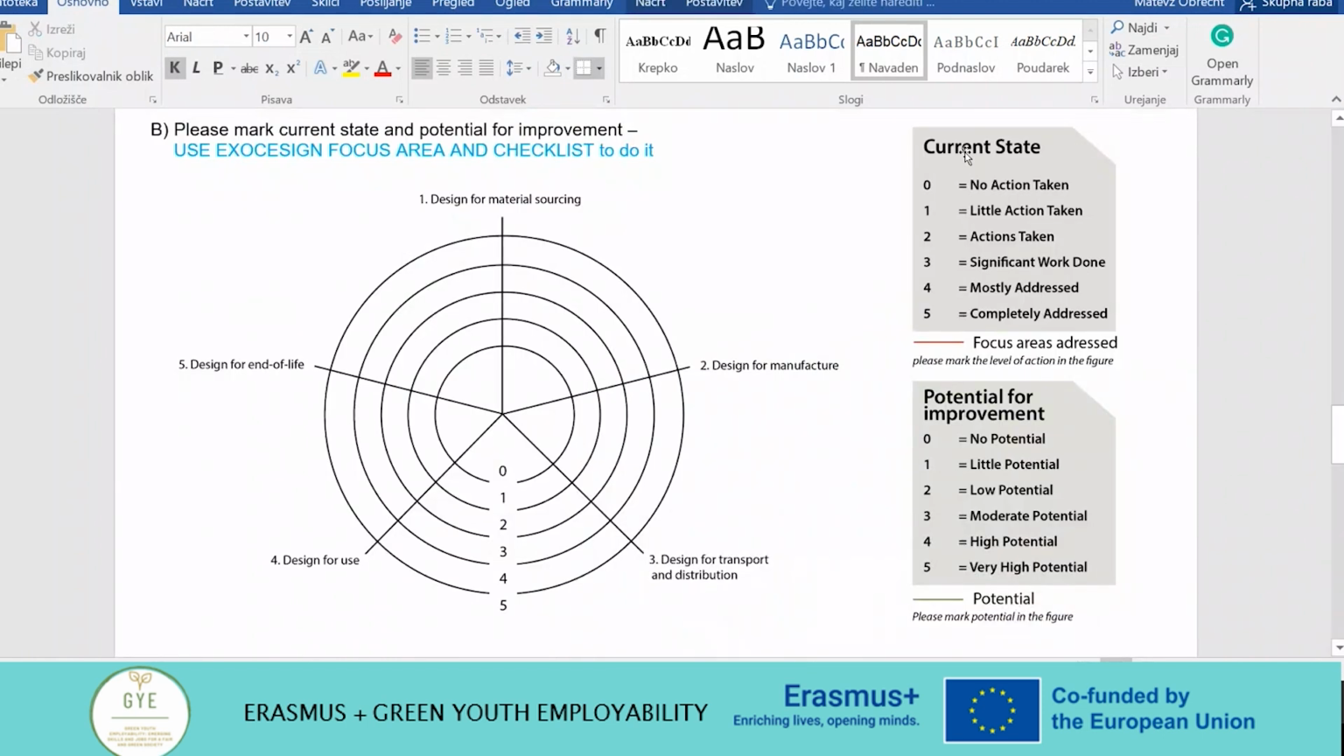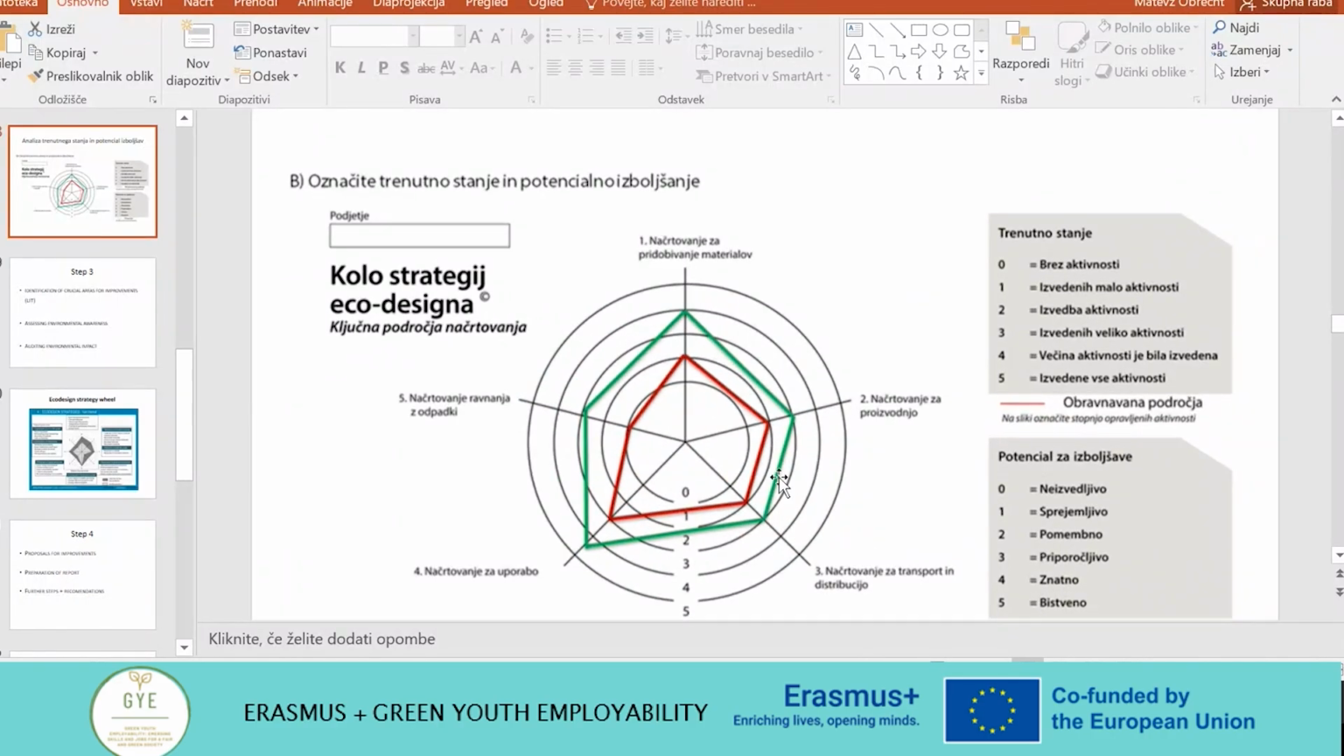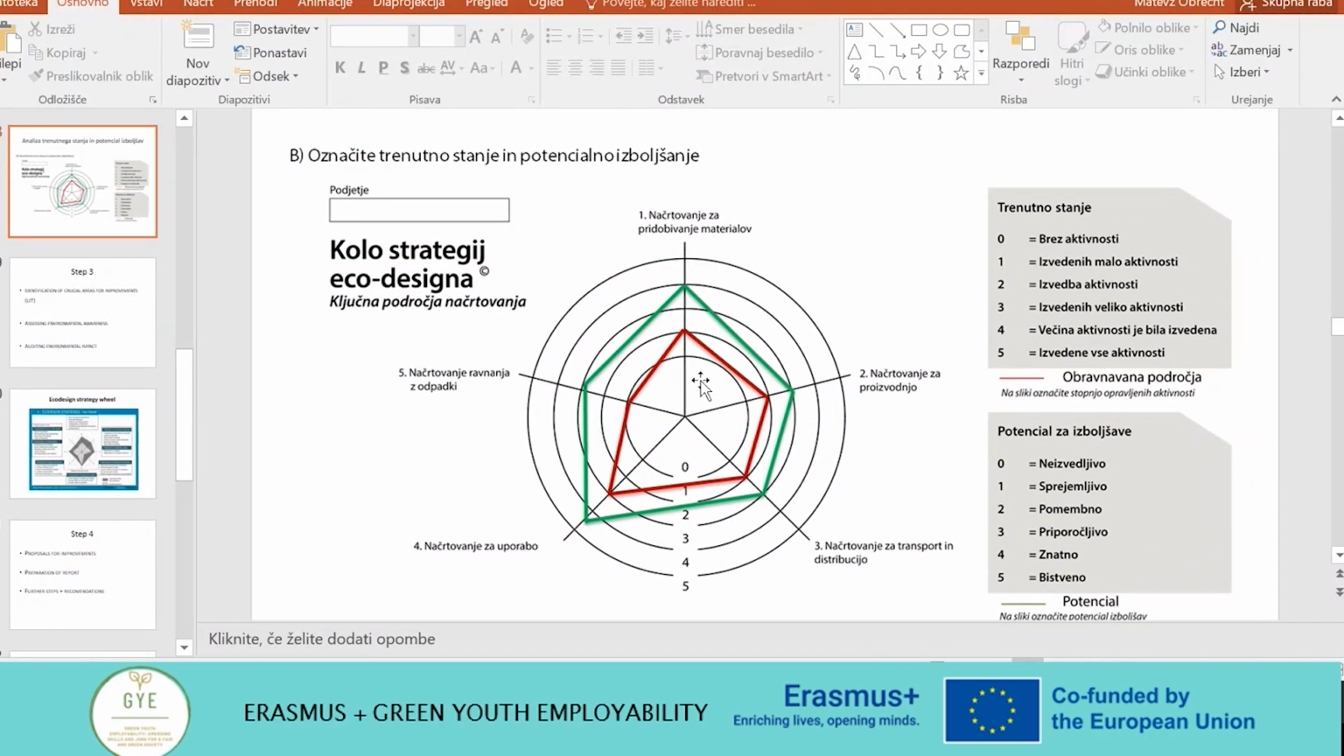You can see here in the current state, you use the red color. For the potential for improvement, you use the green color. So you just draw it in here. So you will get a figure, something like this. The red one is the current situation and the green one is the potential for improvement.